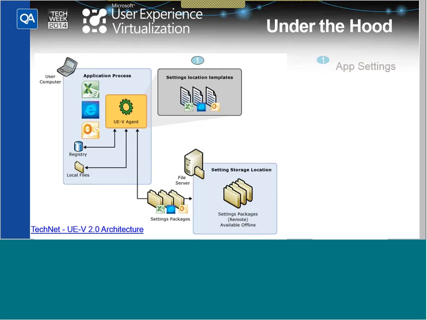It will do that only if the settings have changed. So we'll realize whether or not the file has been updated on the settings location server. We only pull down the changes, the files that have changed since the last time this program was run on this computer. So the agent hooks the application and monitors those settings.